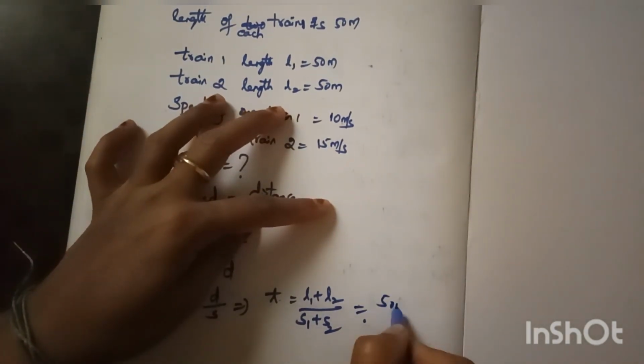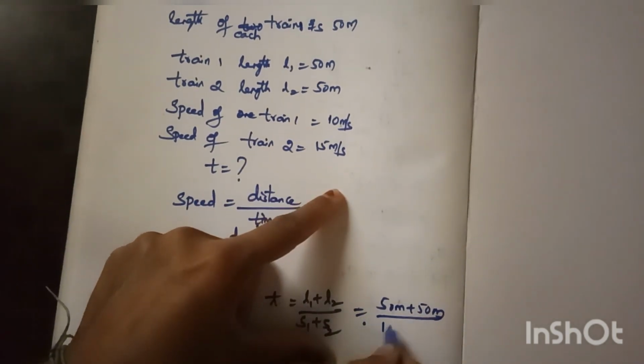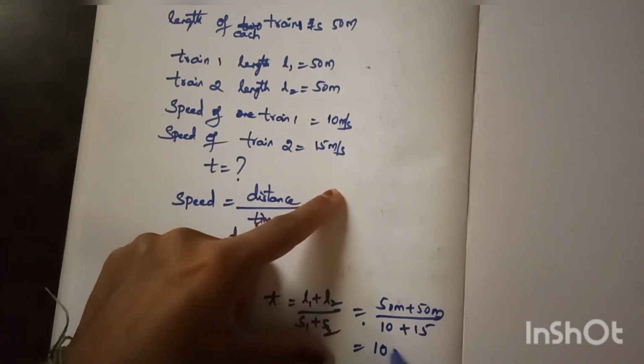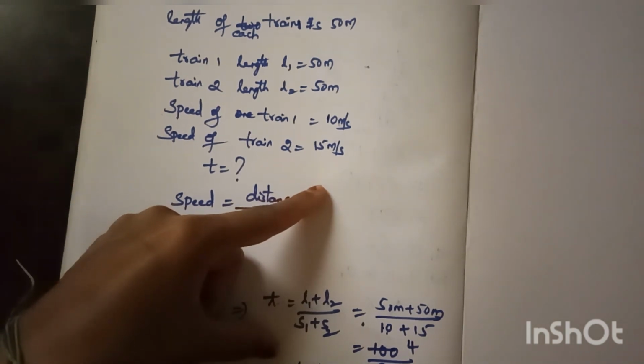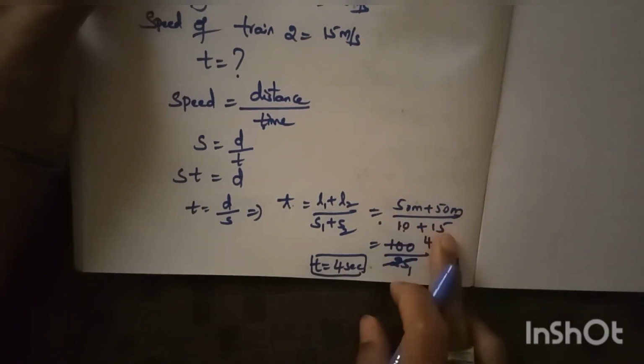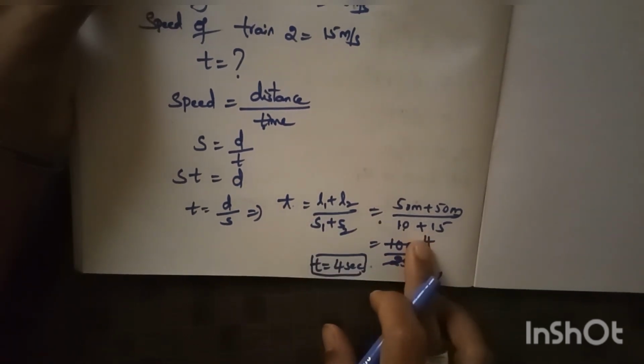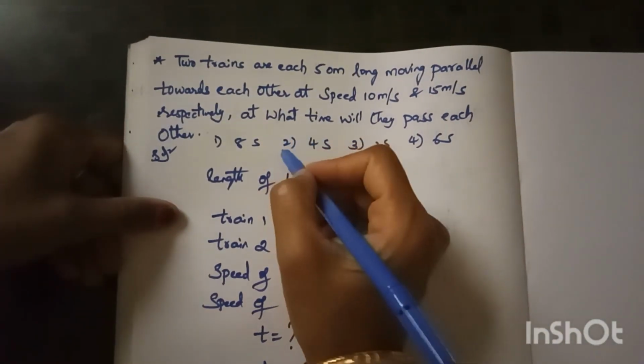L1 is 50 meters plus 50 meters, divided by the speeds 10 plus 15. 50 plus 50 is 100, and 10 plus 15 is 25. 25 ones are 25, 25 fours are 100. So t equals 4 seconds. At a time of 4 seconds, train 1 and train 2 move parallel to each other. So option 2 is correct.